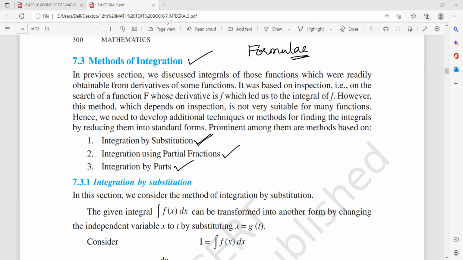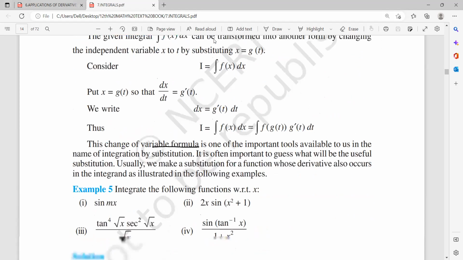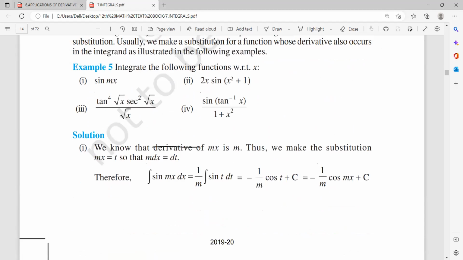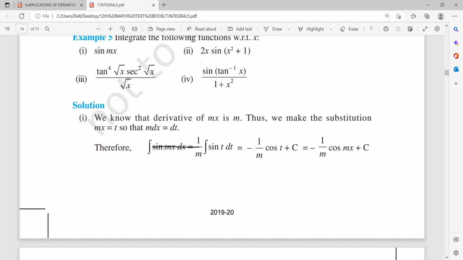So what is the integration substitution method? We'll see that substitution method by taking an example. Here you have sin mx, 2x sin(x squared plus 1), tan to the power 4 root x, secant square root x by root x, and sin of tan inverse x by 1 plus x square. Like this we have these questions. You will be able to understand better by taking examples.